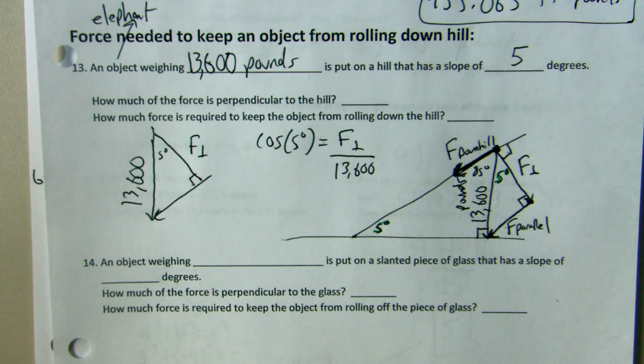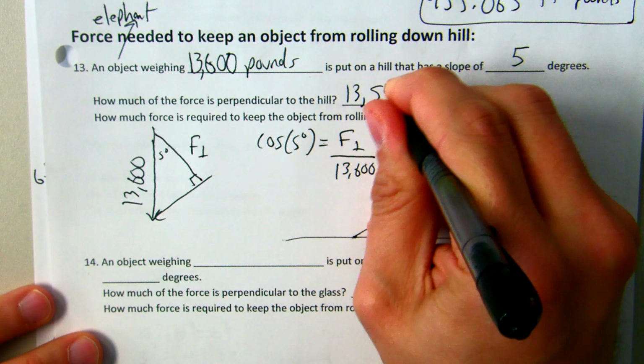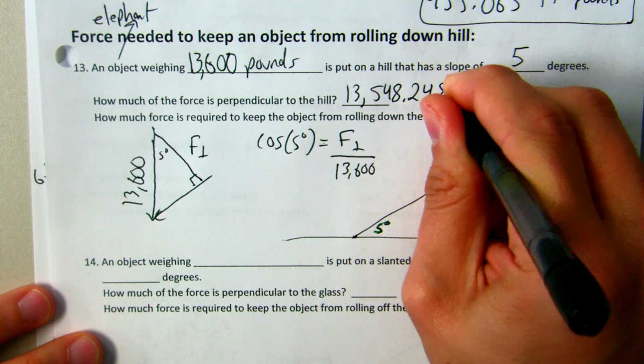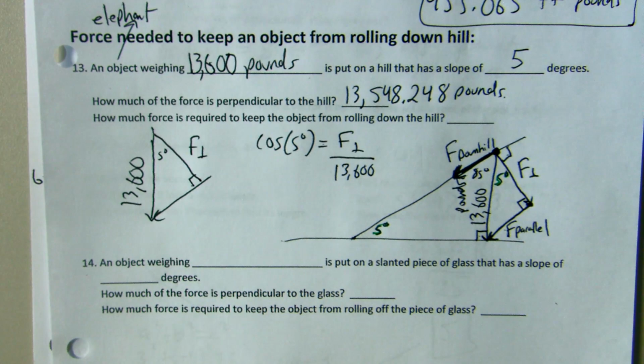So 13,600 times the cosine of 5 tells me that 13,548 pounds is pushing into the hill. Which should make sense because the hill's not very steep. Most of the weight is pushing into the ground.